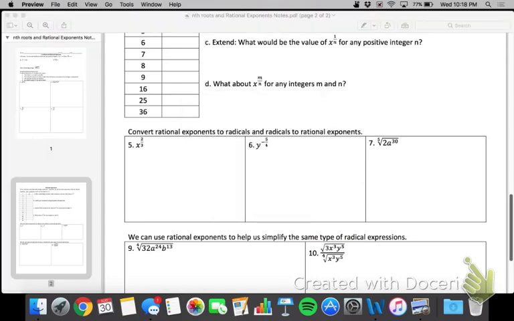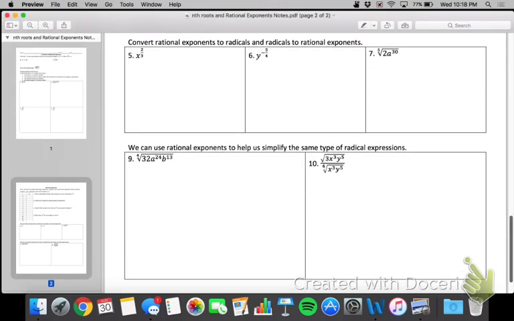So, convert rational exponents to radicals. I have a 2 as my numerator and a 3 as my denominator. So the 2 is the exponent and the 3 is the index. And that's it, right? So this went there and this went here. And that's all there is to it.